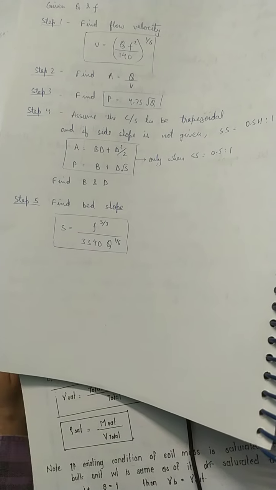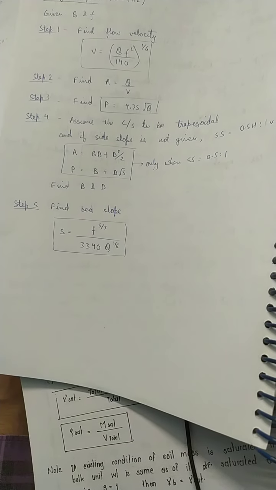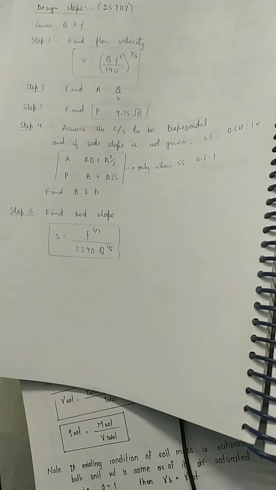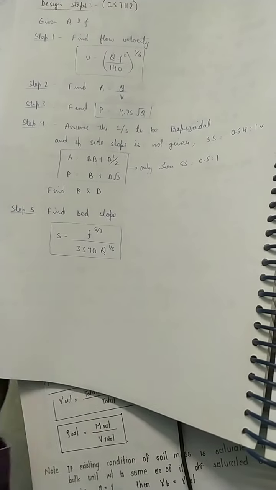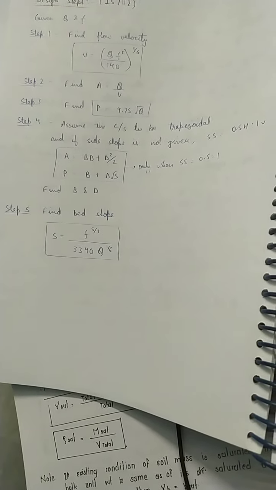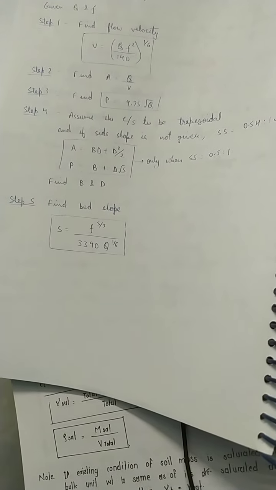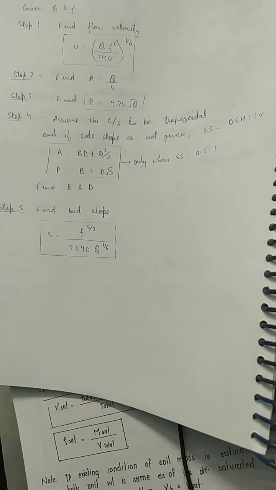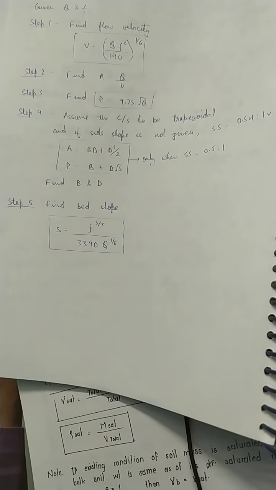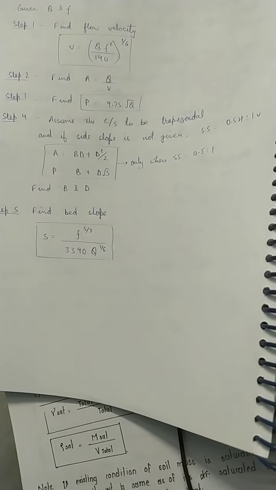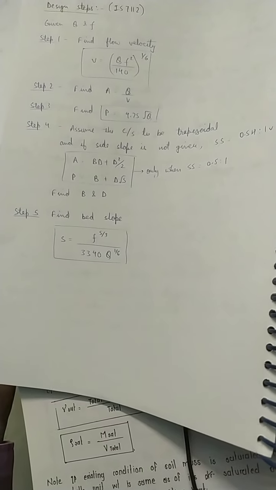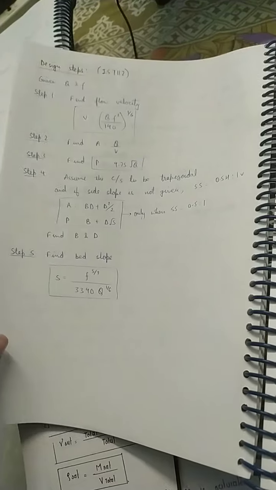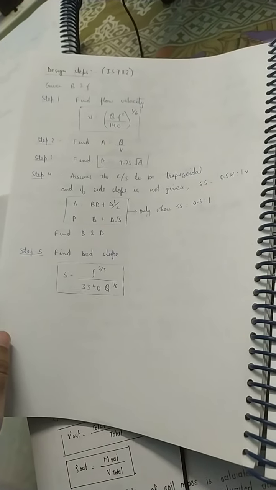Then assume the cross section to be trapezoidal with side slopes the same as in the previous theory, that is 0.5 horizontal to 1 vertical, and the same formulas for area and wetted perimeter, A is equal to BD plus D square by 2 and P is equal to B plus root 5 D. Using these two, we find B and D. Then finally we find the bed slope, S is equal to f raised to the power 5 by 3 divided by 3340 Q raised to the power 1 by 6. And that's it for these two theories.